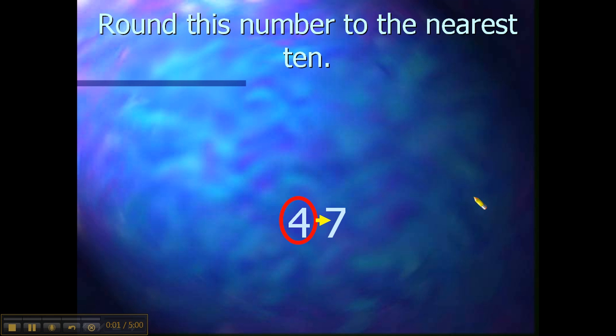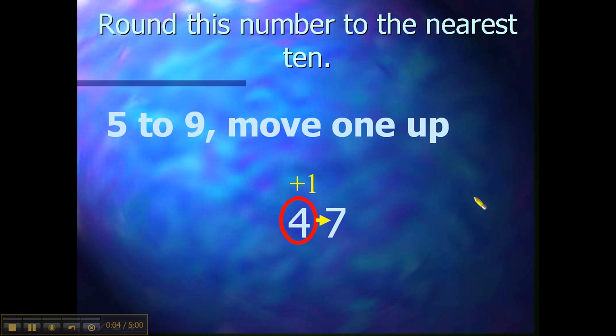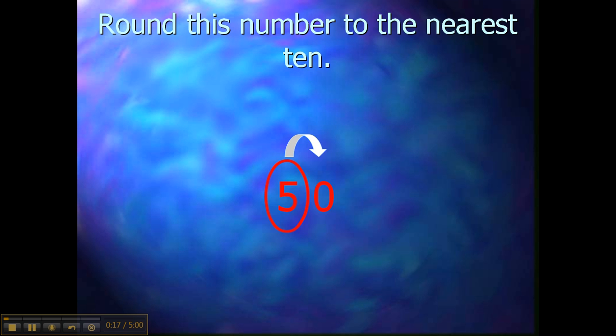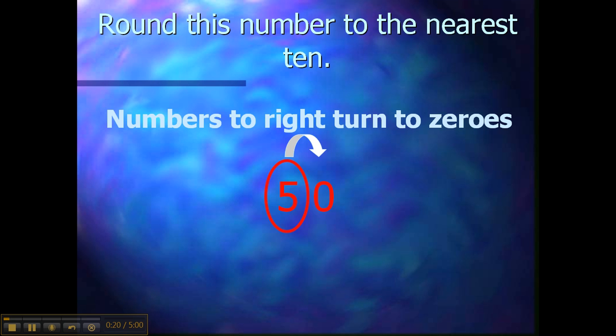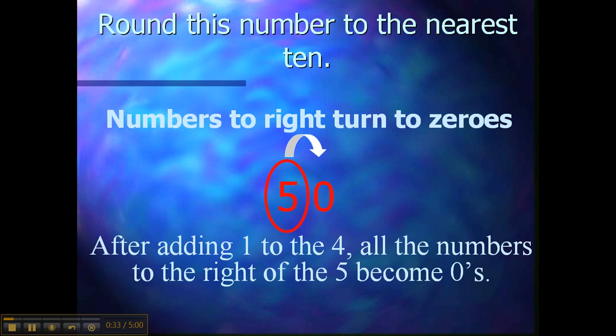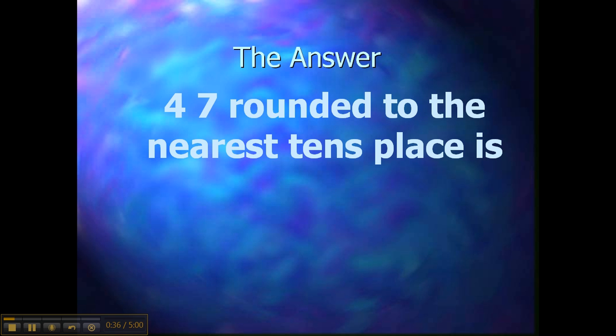7 is more, boys and girls, as we saw. So we're going to have to move one up, and so we're going to add 1 to the number 4, and 4 plus 1 is 5. So my tens place is now going to have a 5 instead of a 4. Okay, and of course the next part of my rhyme says that the numbers to the right turn to zeros. So now that my number has been rounded to 5, everything to the right becomes a 0. So that number 7 is gone. So 47, boys and girls, rounded to the nearest tens place is 50.